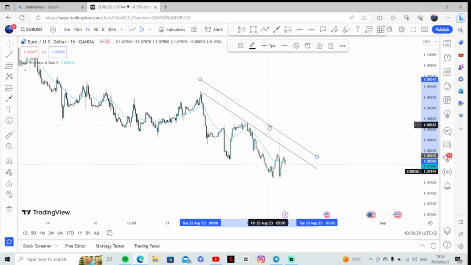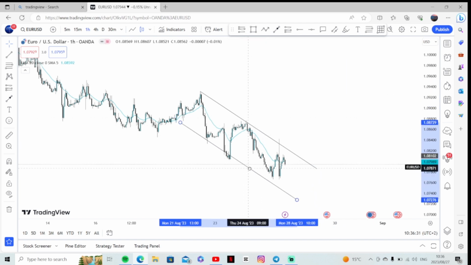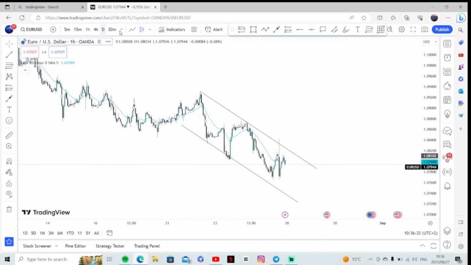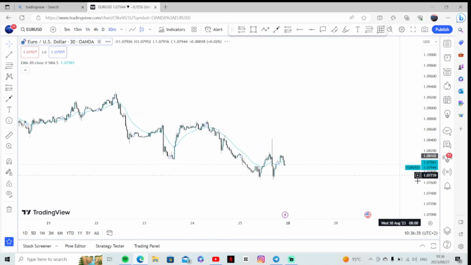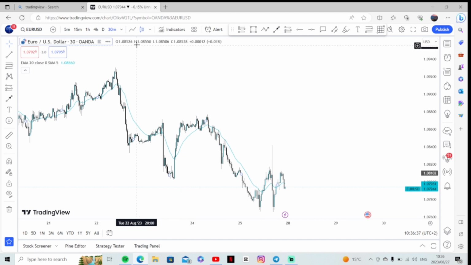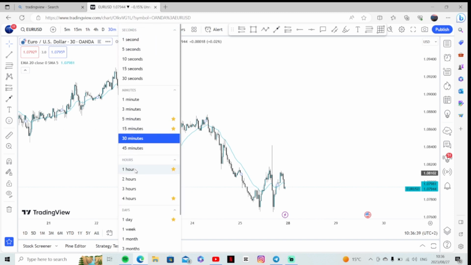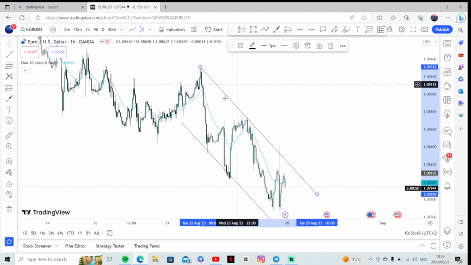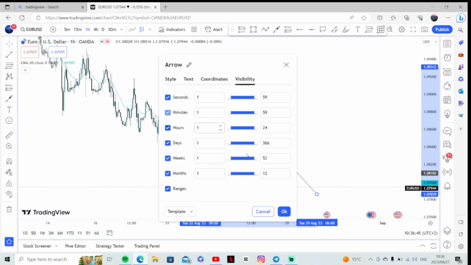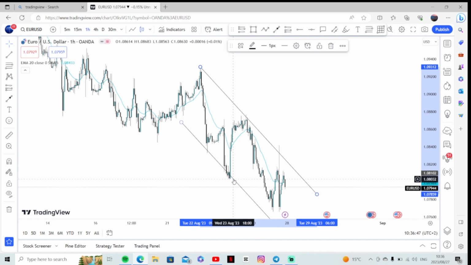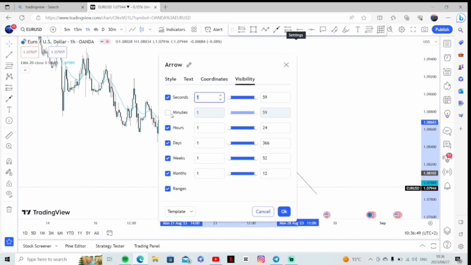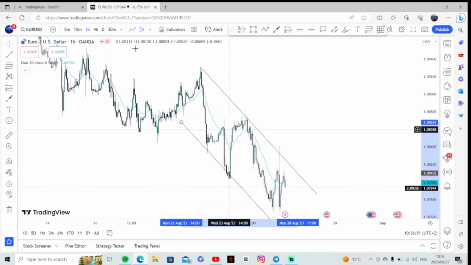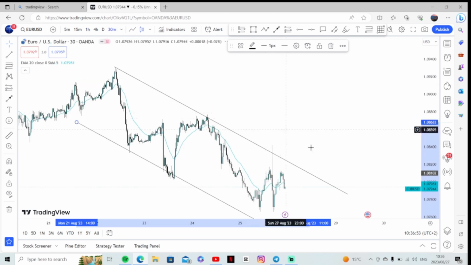Clone it, put it down here, and I'll scale down to the 30-minute chart just to zoom in a little bit. Oh no, what happened? All right, scale down to the 30-minute chart.